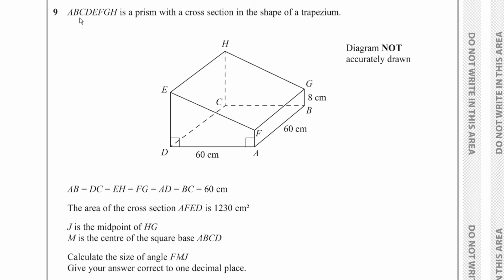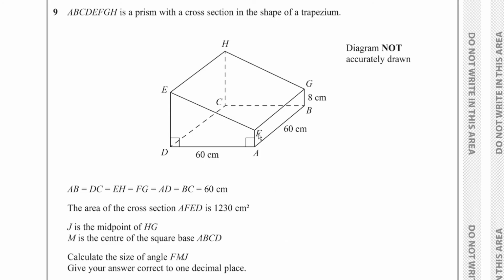Question number 9. ABCDEFGH is a prism with a cross-section in the shape of a trapezium. AB equals DC equals EH equals FG equals AD equals BC equals 60 centimeters. The area of the cross-section AFED is 1230 centimeters squared. J is the midpoint of HG. M is the center of the square base ABCD. We have to calculate the size of angle FMJ. Give your answer correct to 1 decimal place.